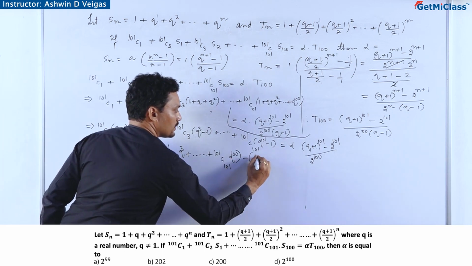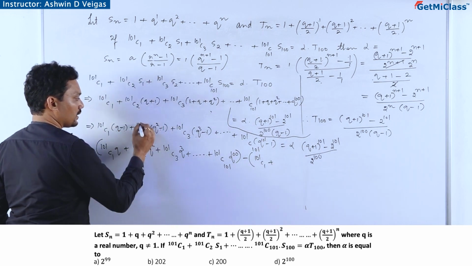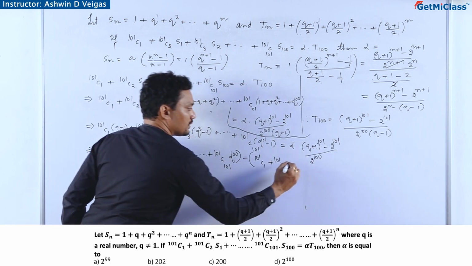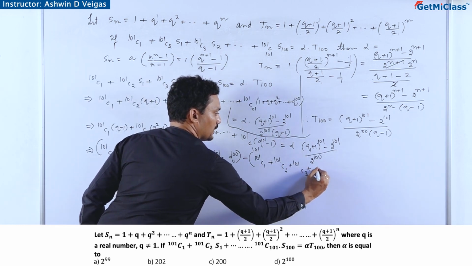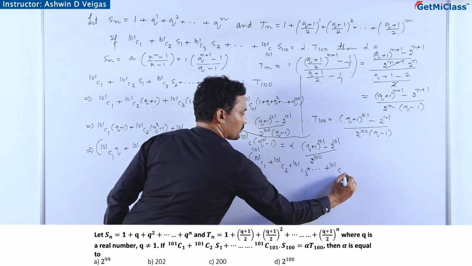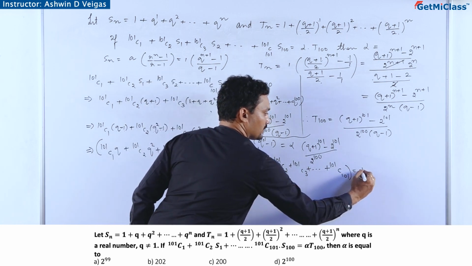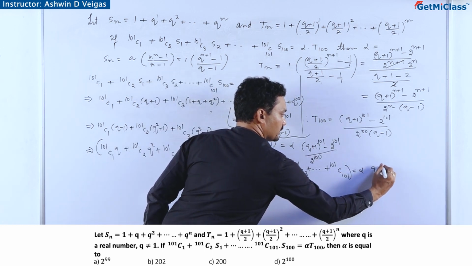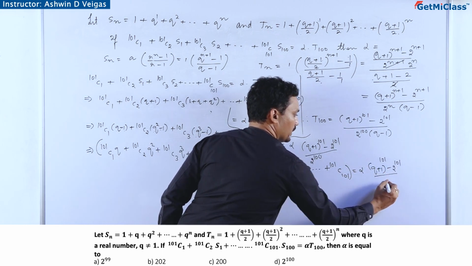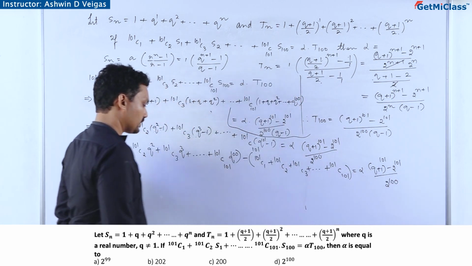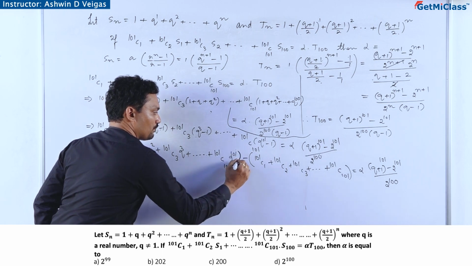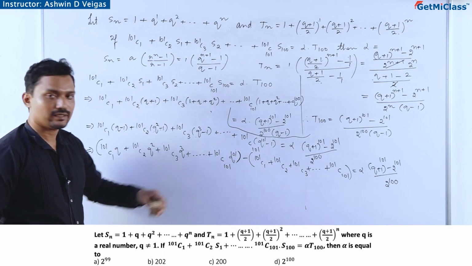So I will write this as minus of, now this minus I have kept out, 101C1 plus 101C2 plus 101C3, like that, finally 101C101, equal to alpha into, I will write as it is, q plus 1 power 101 minus 2 power 101 divided by 2 power 100. Now we will look at this carefully.